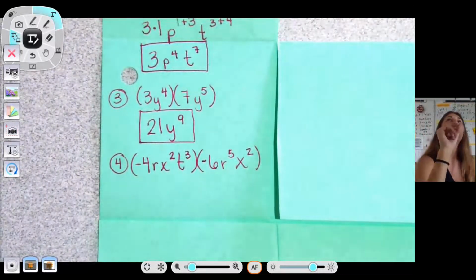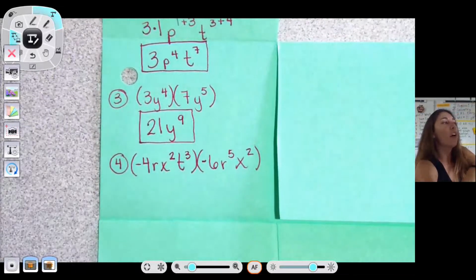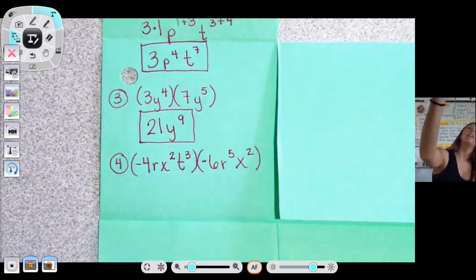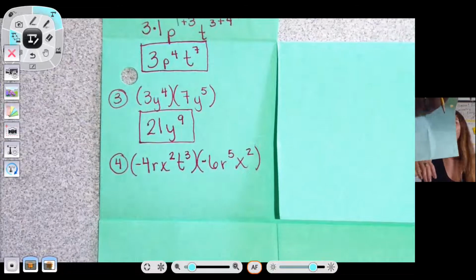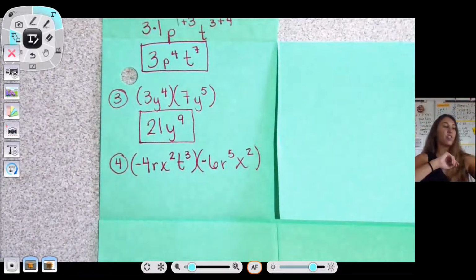Yours is not right. The R's go together. So you have one R here. You wrote the problem wrong. No, yours is wrong. How? Let me see. How was mine wrong?